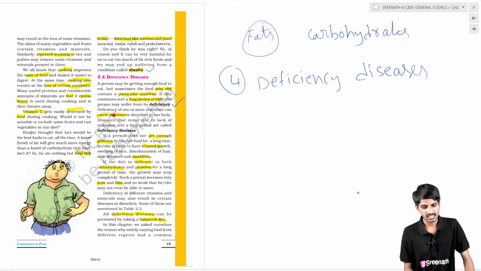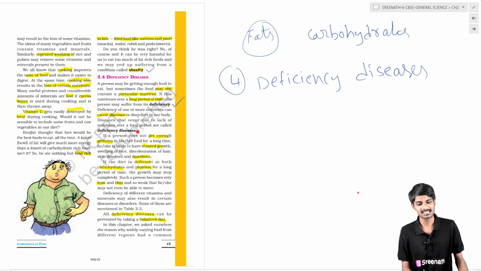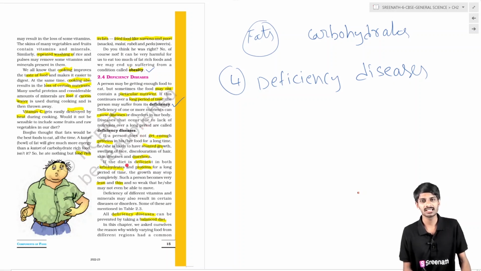Okay, deficiency of one or more nutrients can cause diseases or disorders in our body. Diseases that occur due to lack of nutrients over a long period are called deficiency diseases. Okay, this is the definition of deficiency diseases. Diseases that attack you due to lack of one or more nutrients in your food and in your body are called deficiency diseases.